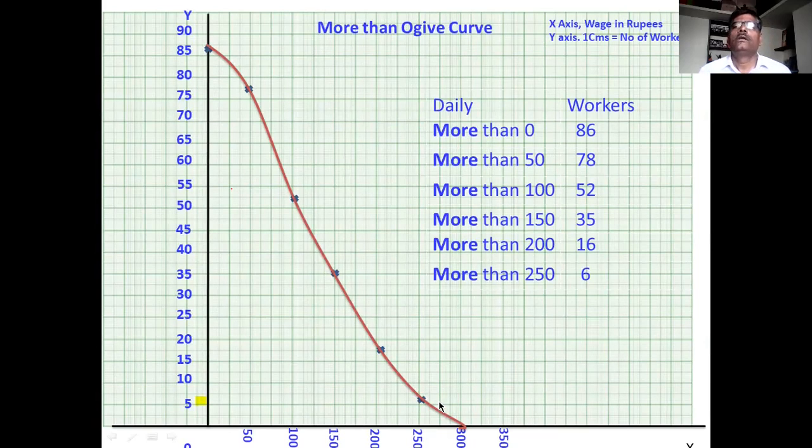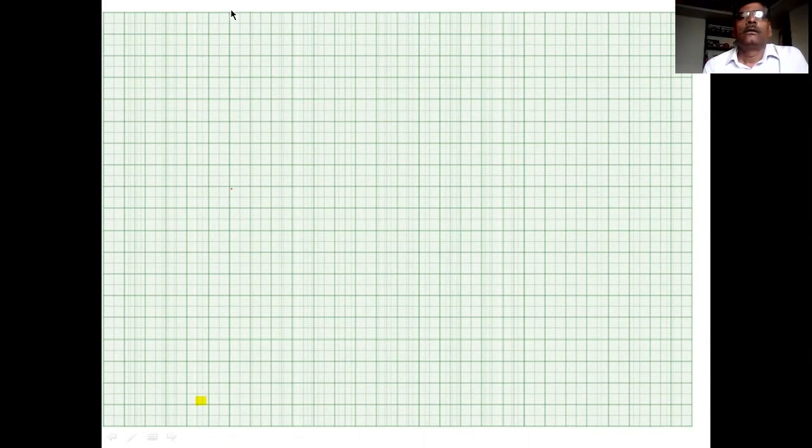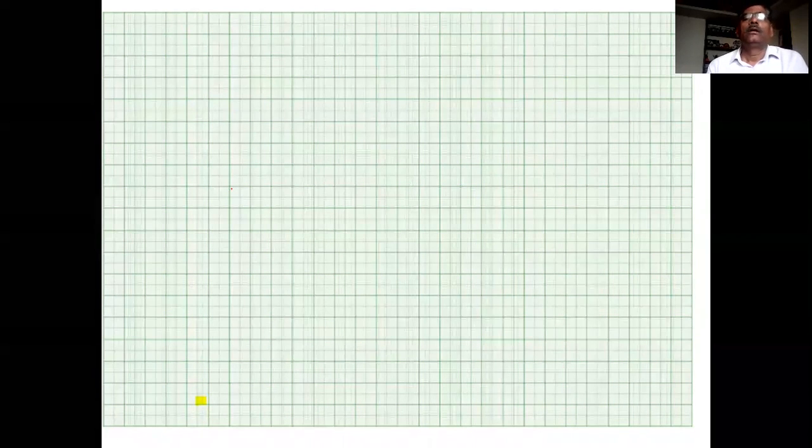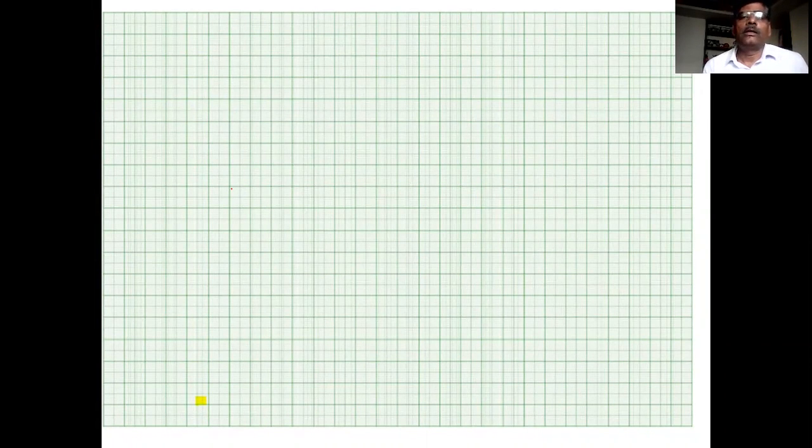This is the second one. In this example, I'll tell you how to calculate the median in the ogive curve. First, we have to prepare the less than ogive, and next you have to prepare the more than ogive, and then you calculate the median. The same example already explained, I'll take and explain the median.